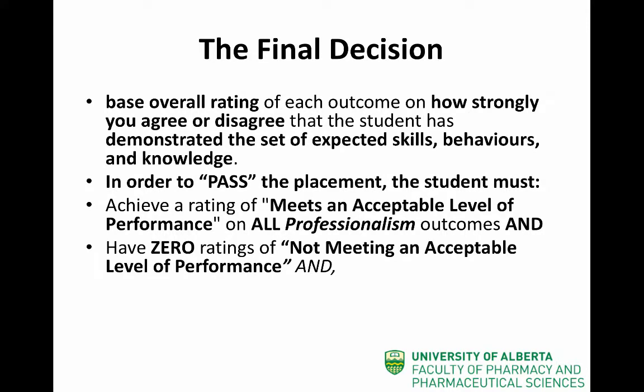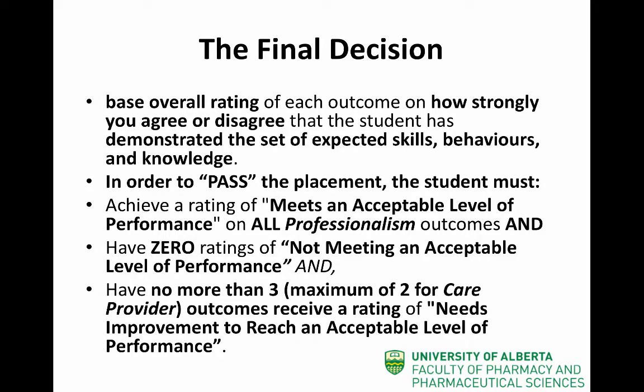With respect to the other outcomes on the assessment, they must have 0 ratings of not meeting an acceptable level of performance. So not meeting an acceptable level of performance on any of the outcomes is grounds for awarding a fail. Finally, the student must have no more than 3, of which a maximum of 2 are in the care provider category, outcomes that receive a rating of needs improvement to reach an acceptable level of performance.